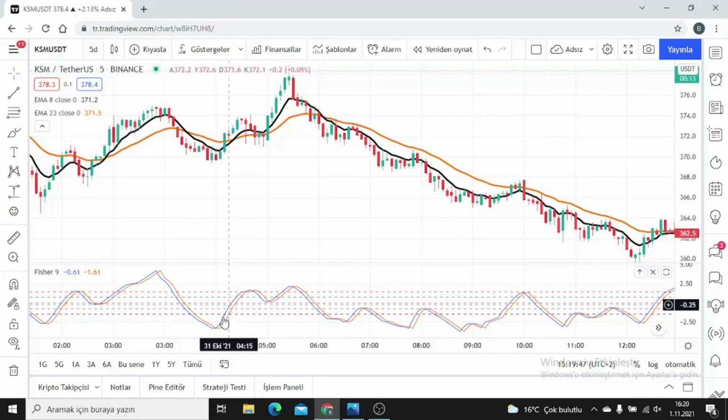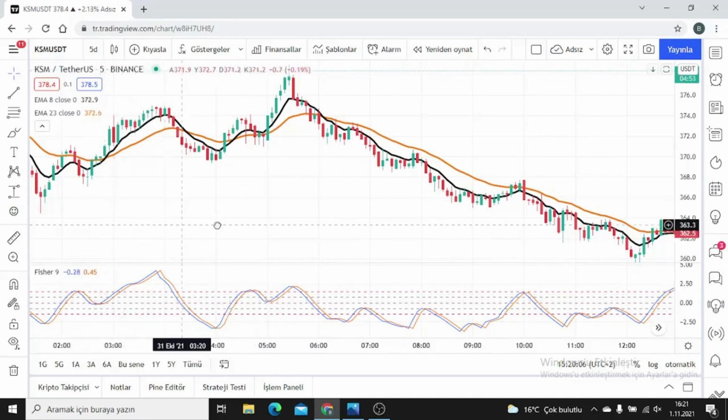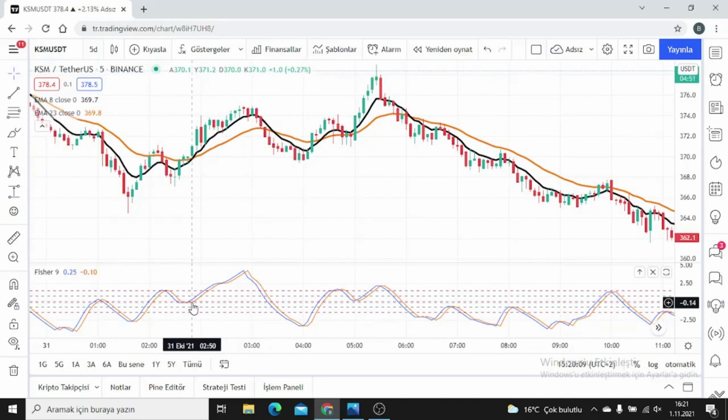But now, when we look at the Fisher transform here, while the moving average gives a buy signal, the Fisher transform signaled buy here and the moving average intersects here. The price is already close to the sell zone. Here is what we can do, for example. Let's say it intersects in the middle and not here, it intersects in the middle, like this one over there.